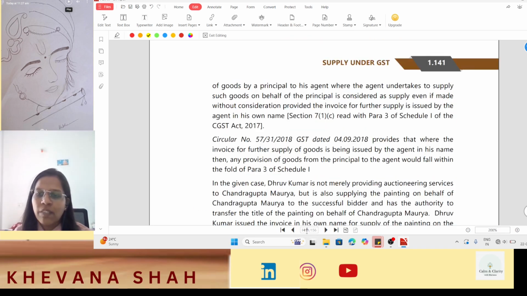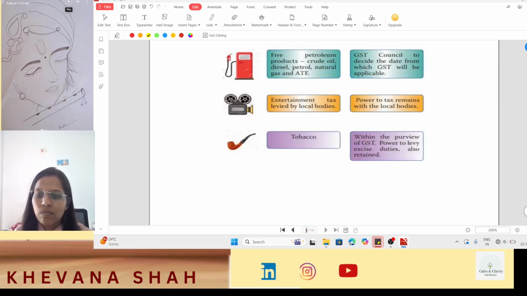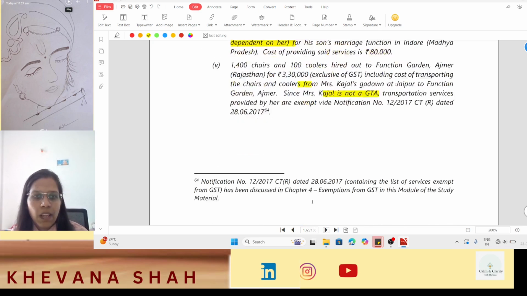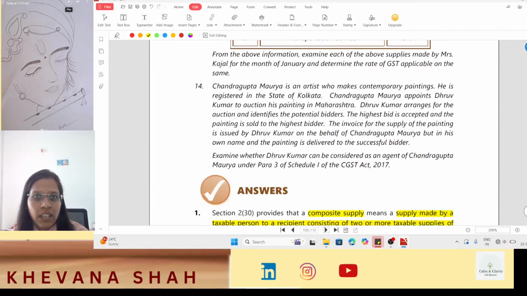And now coming to the very last question of this chapter. So question number 14, what it says, Chandragupta Maurya is an artist who makes contemporary paintings. He is registered in state of Kolkata. Chandragupta Maurya appoints Dhruv Kumar to auction his painting in Maharashtra. So it's a case of auction. Now Dhruv Kumar arranges for the auction and identifies potential bidders. So Dhruv Kumar is an agent. Highest bid is accepted and painting is sold to the highest bidder.